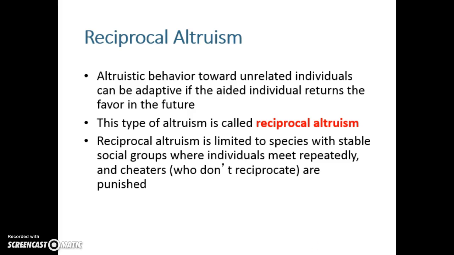A type of altruism where a behavior towards unrelated individuals aids the individual in return for a favor in the future is called reciprocal altruism. So, for example, if I do something good for you, you'll do something good for me. That's reciprocal altruism. And it's limited to species with stable social groups where the individuals are together a lot, they meet up repeatedly, and where cheaters, those who don't actually end up reciprocating, get punished.